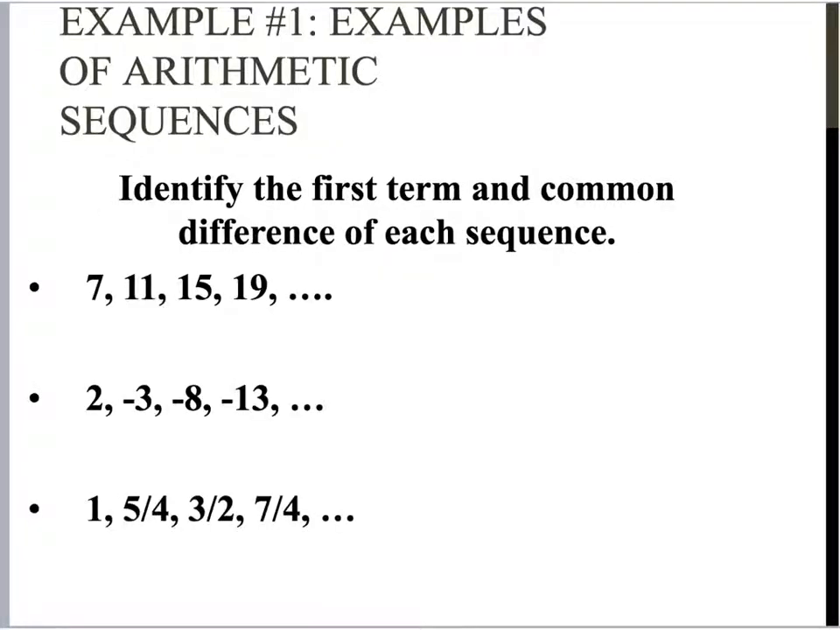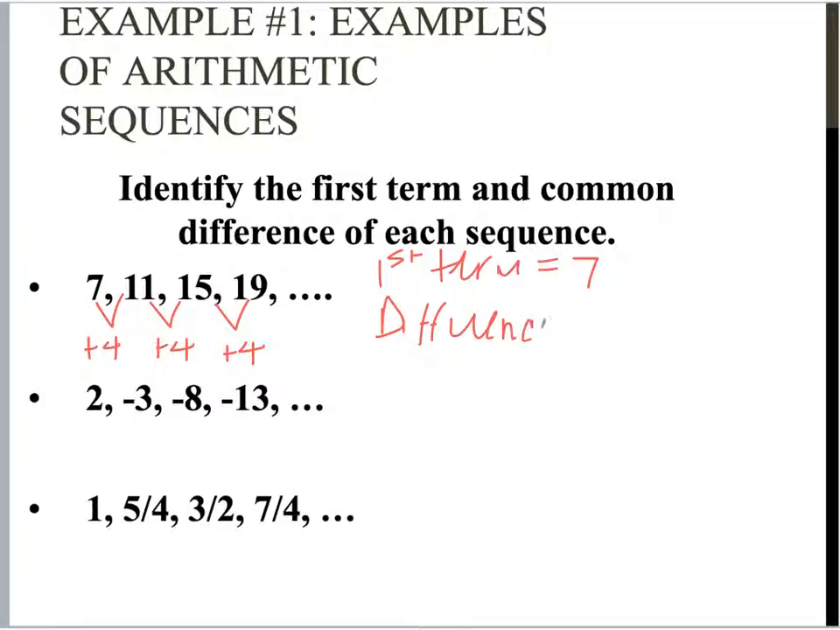So what we're going to do in this example is identify the first term and then the common difference of each sequence. So the first term of this sequence is 7. And then the common difference, well, the difference between 7 and 11 is plus 4 because you added 4 to get there. 11 and 15, again, you added 4. Between 15 and 19, you added 4. So the difference is 4.